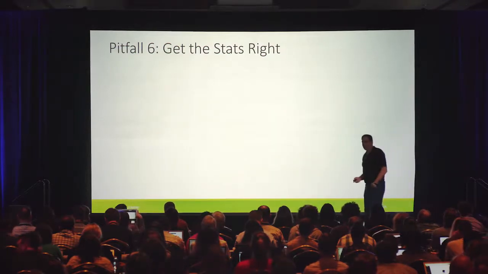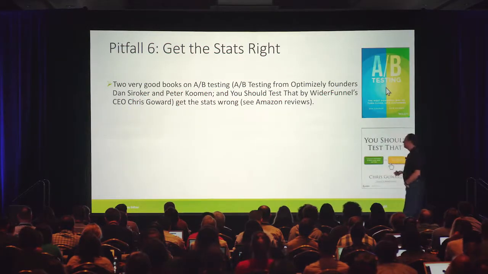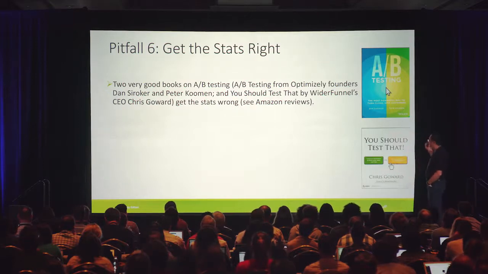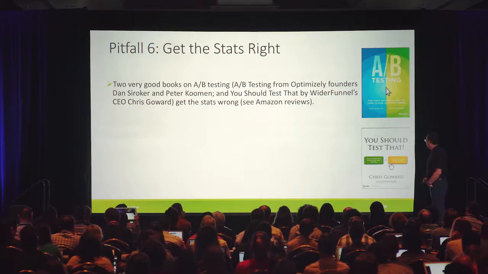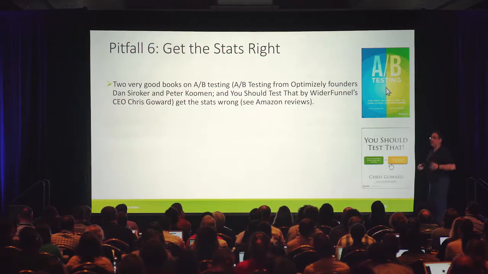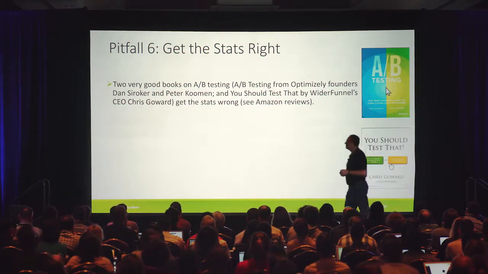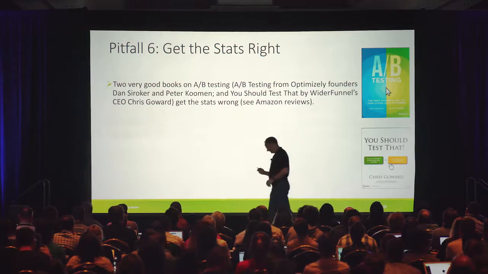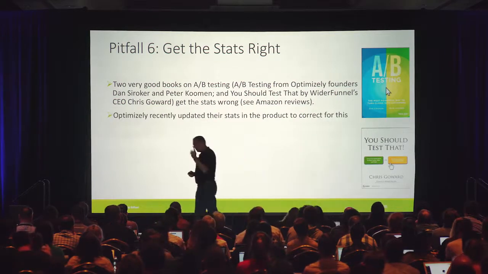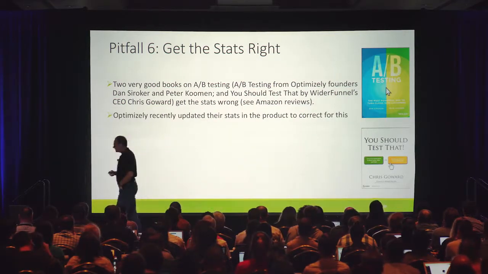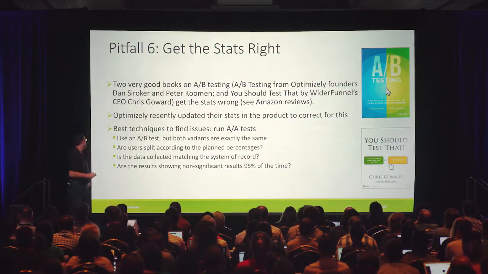Okay, get the stats right. These are 2 really good books on Amazon. I mean, you read them: A/B Testing by the guys that founded Optimizely, and you get Chris Goward with his book, You Should Test That. Both of them have wonderful stories to share. Both of them get the math wrong. Optimizely, by the way, recently published their new stats engine, which does correct it, so they've agreed.